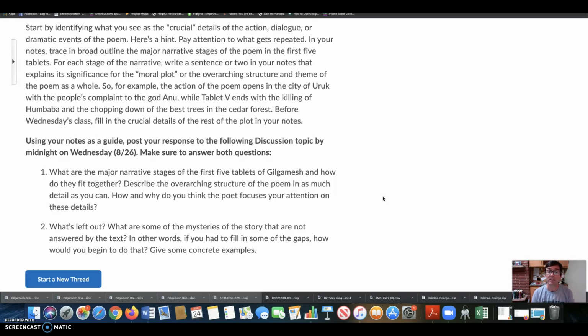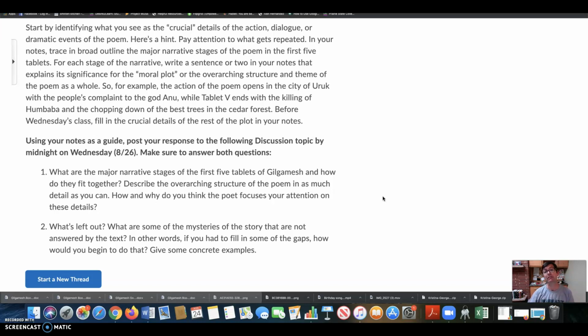How and why do you think the poet focuses your attention on these details? The poet is trying to focus you on certain details of the story. How does the poet do that? Why is the poet focusing your attention there? That's the first question.